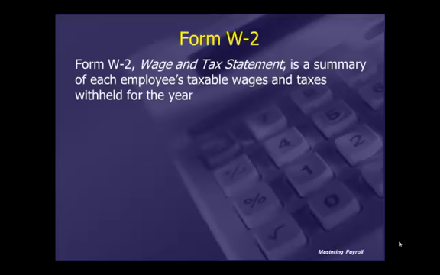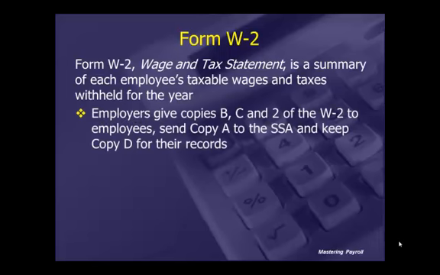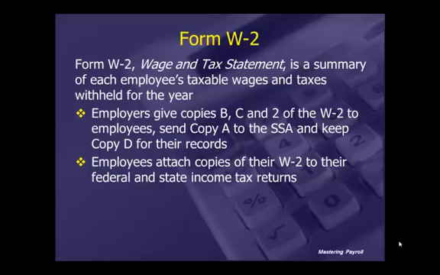Then we're looking at the W-2 form. This is a wage and tax statement. It's a summary of each employee's taxable wages and taxes withheld for the year. Employers give copies B, C, and 2 of the W-2 to employees. Copy A is sent to the Social Security Administration, and copy D is retained by the business for the business's records. Employees attach copies of their W-2 to their federal and state income tax returns. Of course, today with electronic filing, those copies are typically retained by the employee and only submitted upon request.